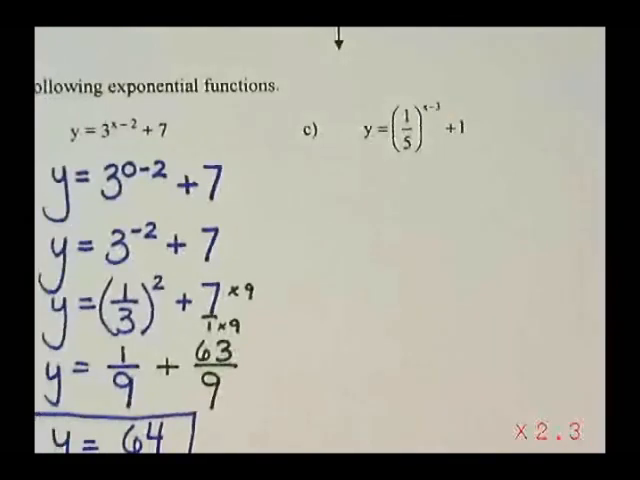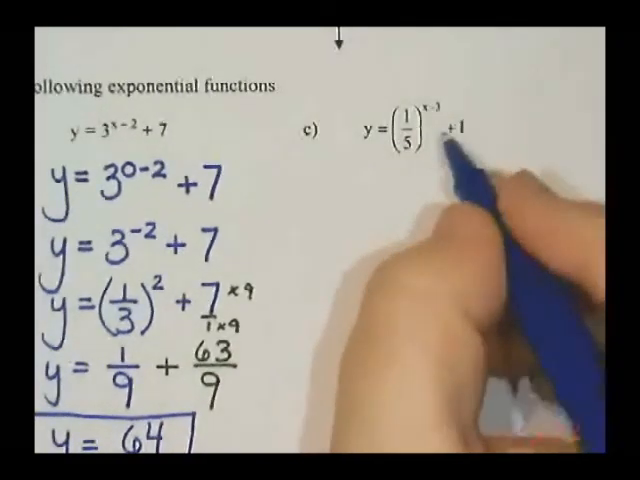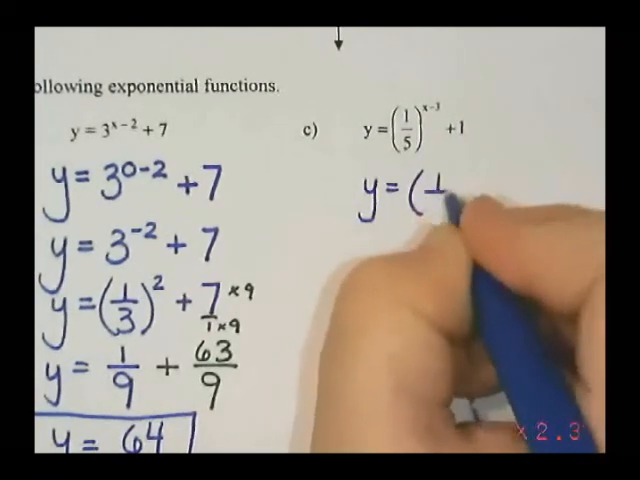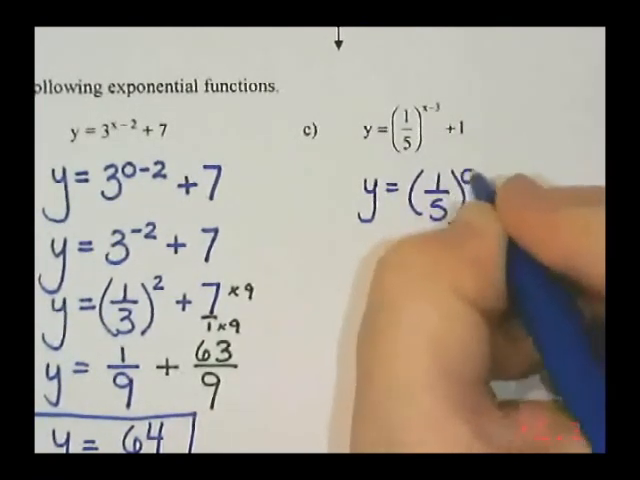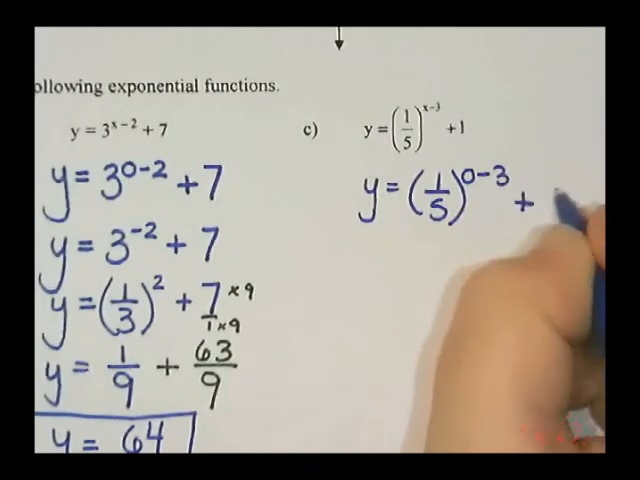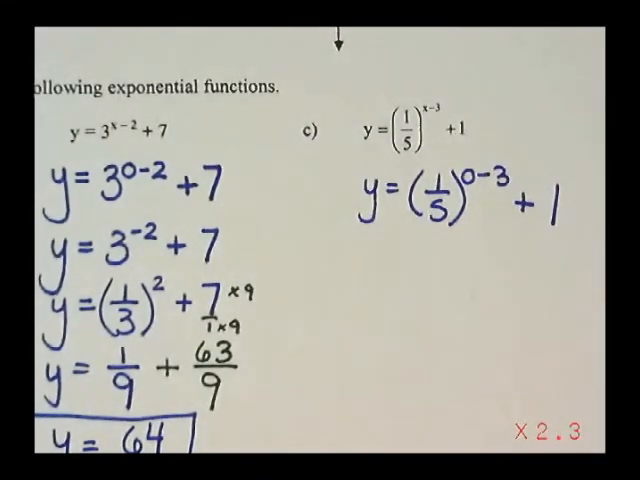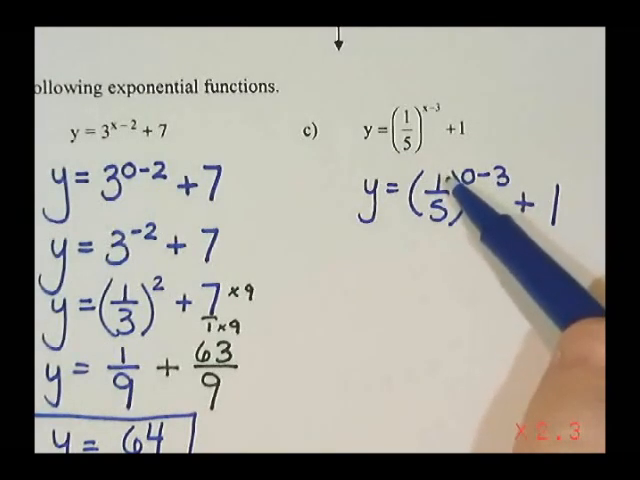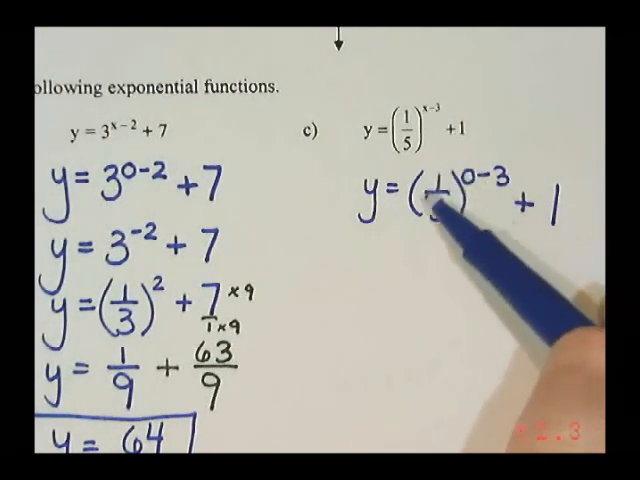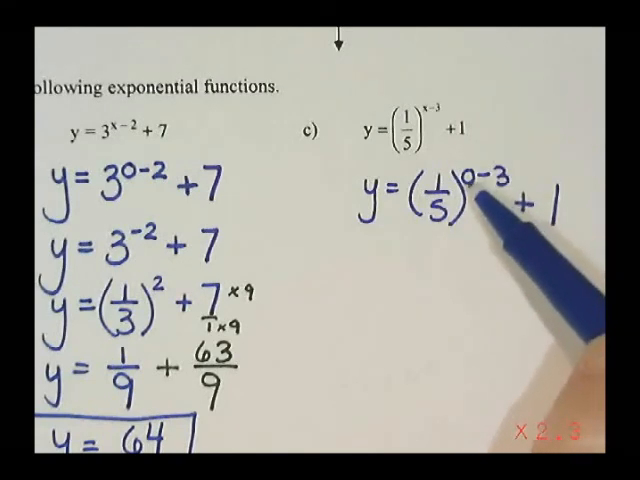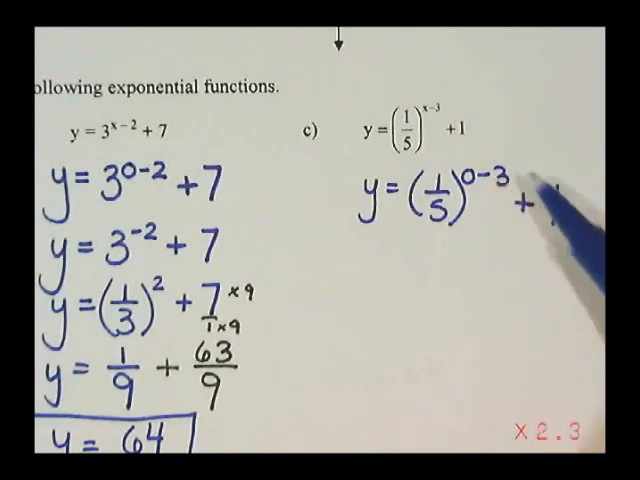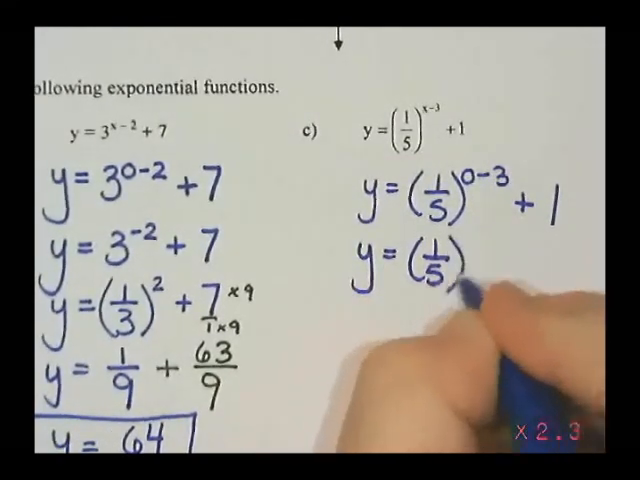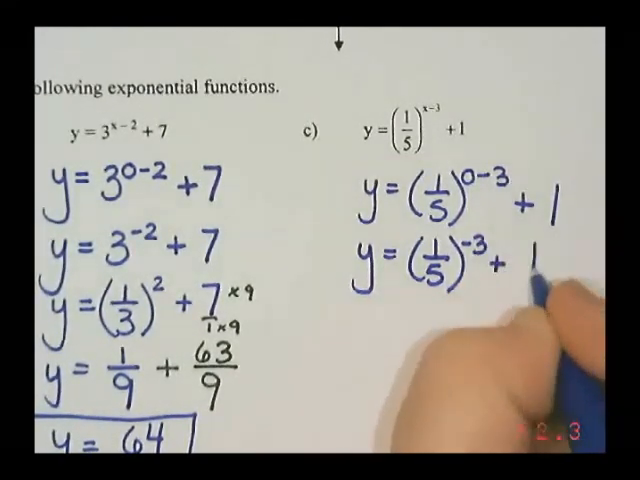Now the last one, we're going to calculate the y-intercept by subbing in x equals 0. So y equals 1 over 5 to the power of 0 take away 3 plus 1. So brackets, I do have a bracket, but there really isn't anything to do here. That's just to show that the 1 and 5 are part of a fraction. And then exponents, I'm going to do 0 take away 3, which is negative 3 plus 1.